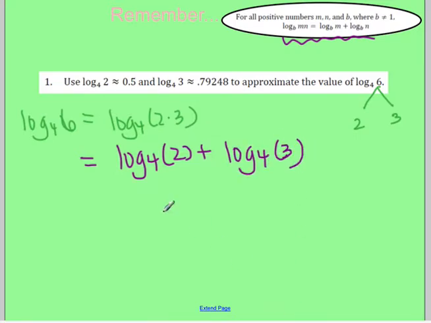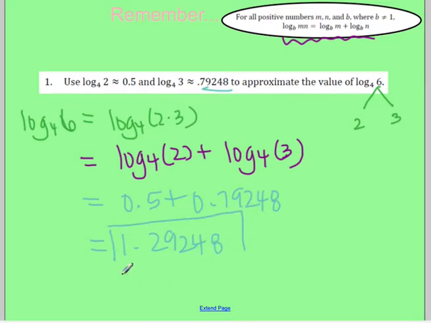Now I can go ahead and use the facts that I have here. Log base 4 of 2 is approximately 0.5. So it's really 0.5 plus log base 4 of 3. Well, it's approximately 0.79248. So I type into my calculator 0.5 plus 0.79248, and we get 1.29248. There is my approximate value of log base 4 of 6.